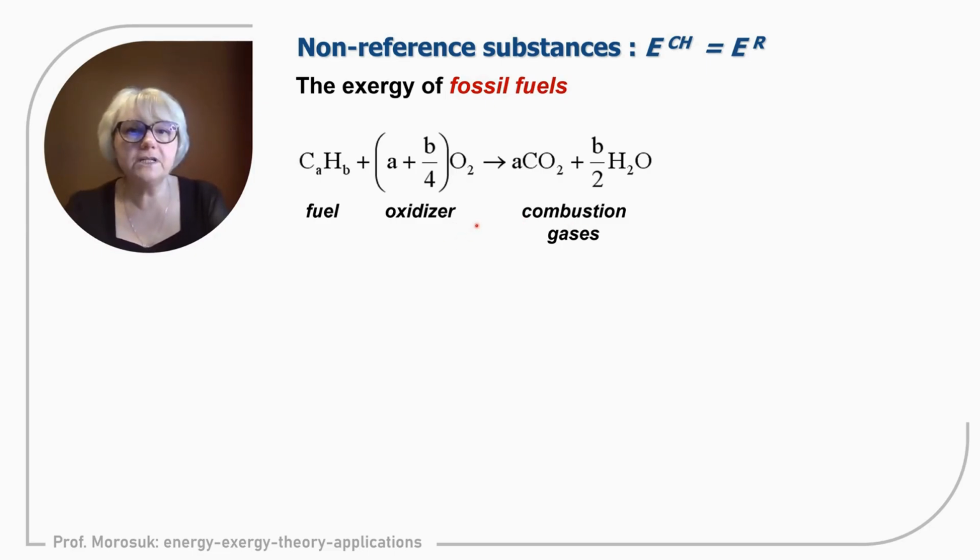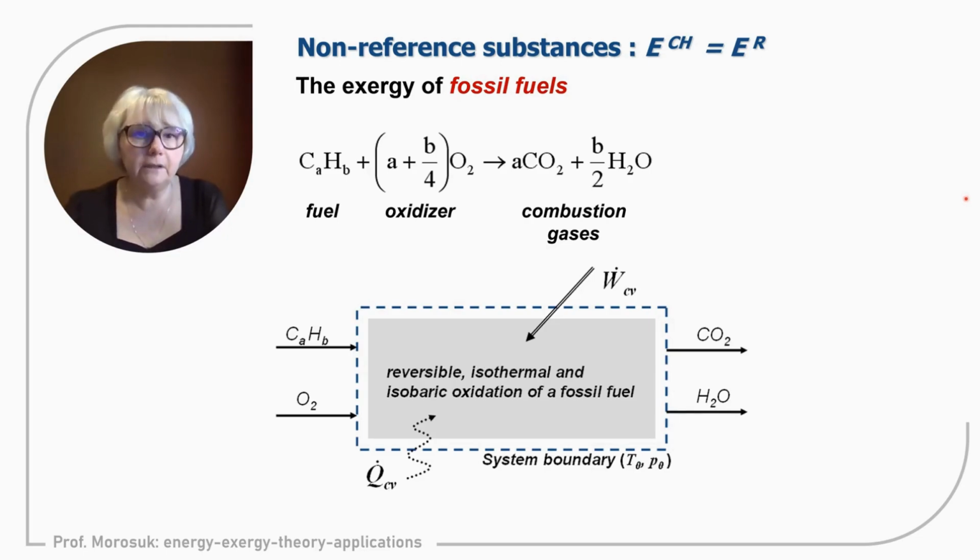For all these purposes, pure oxygen will always be used as the oxidizer, and the combustion gases are a mixture of carbon dioxide and water. To calculate chemical exergy, we need to create the model of a reversible, isothermal and isobaric reaction process, an oxidation process with fossil fuels. We have a system boundary with temperature and pressure of the environment, because chemical exergy should be calculated at temperature and pressure of the environment.